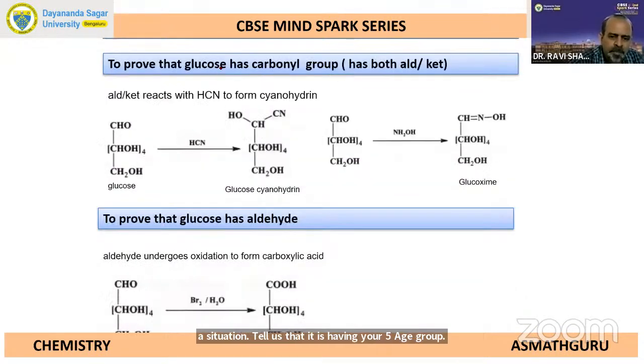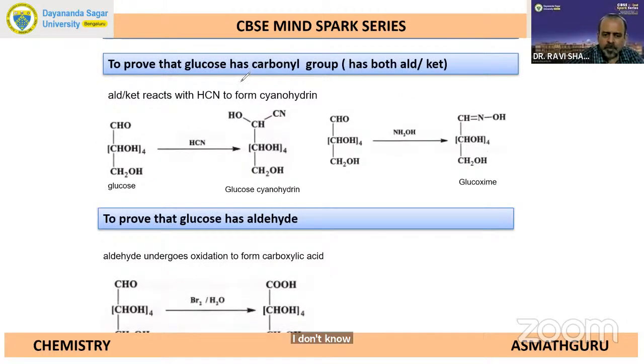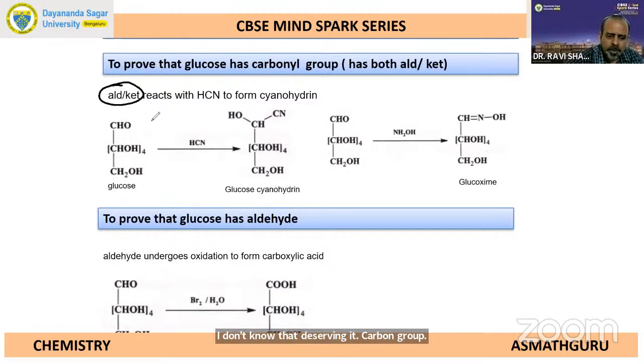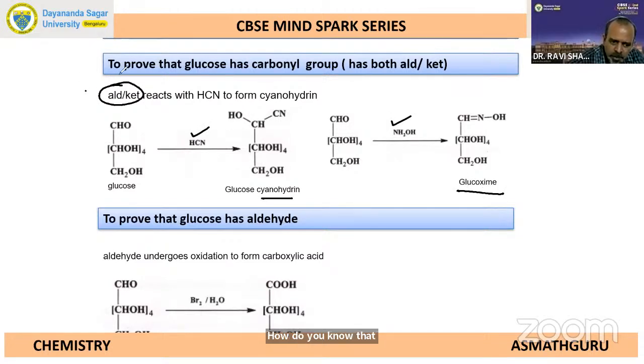And how do you know that it is having a carbonyl group? We don't know. It may be aldehyde or ketone. How do you know that? It reacts with HCN to form cyanohydrin. It reacts with NH2OH to form oxime. So this is the reaction of aldehyde and ketone. So we know that it is aldehyde or ketone.